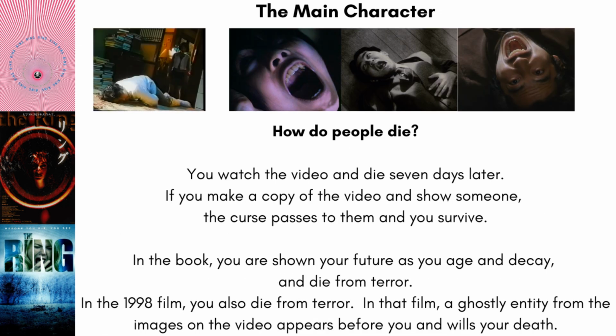How do people die? You watch the video and die 7 days later. If you make a copy of the video and show someone, the curse passes to them and you survive. In the book, you are shown your future as you age and decay and die from terror. In the 1998 film, you also die from terror. In that film, a ghostly entity from images on the video appears before you and wills your death.